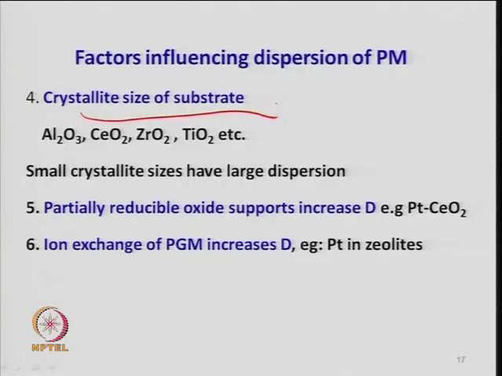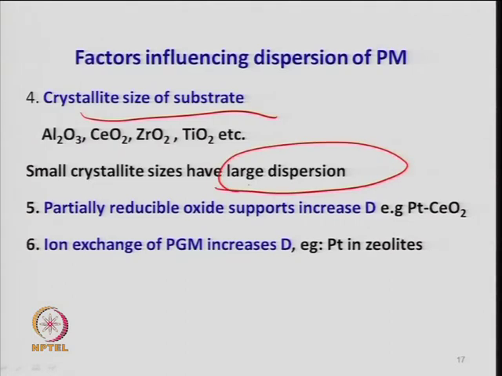Especially when you look at monoliths, when you deposit an alumina powder on a monolith, it is not easy to deposit it on the surface or substrate when the particles are larger in size. But when the particles are smaller, they can easily stick to the surface. So the particle size of the substrate is also important. When I say alumina, ceria, zirconia, titania, all these support materials, a small crystallite size will have large dispersion.